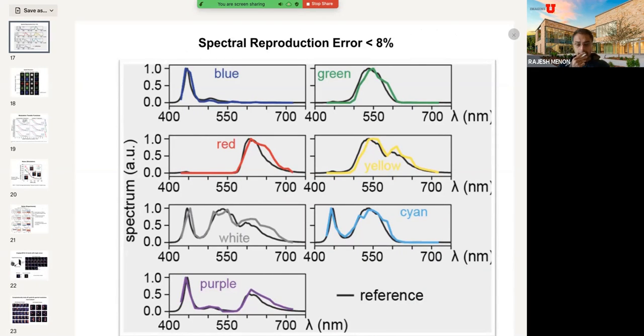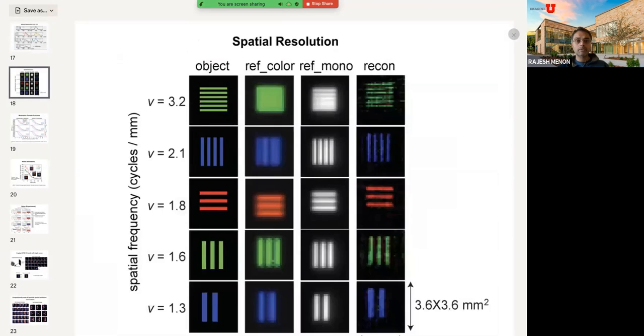This is showing different colors. So the black curve is a reference spectrometer, whereas the blue curve is a reconstructed result. Here we're showing that we can get very good spectral reproduction with error of something less than 10% or so across the entire visible spectrum, in this case between 400 and 750 nanometers or so. Actually 400 to 800 nanometers.